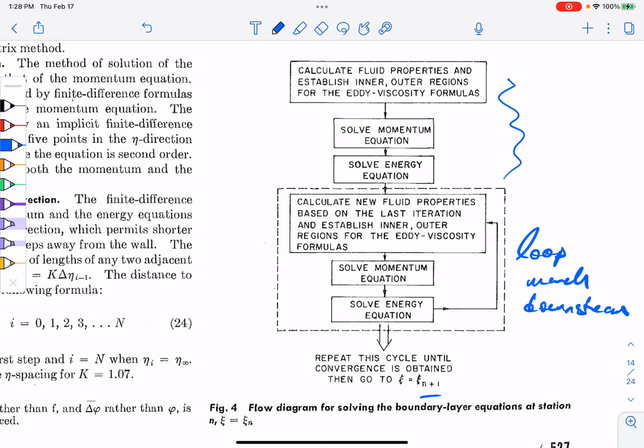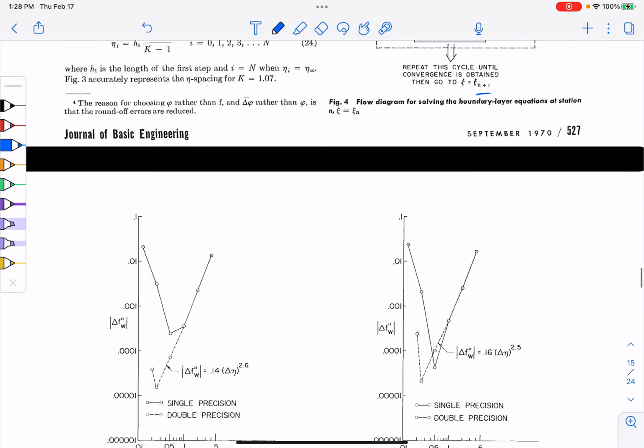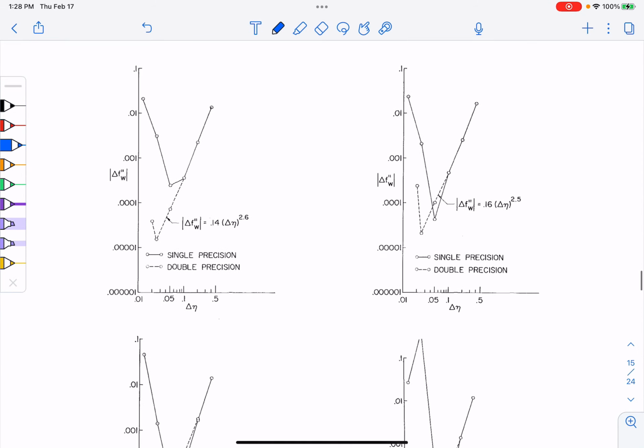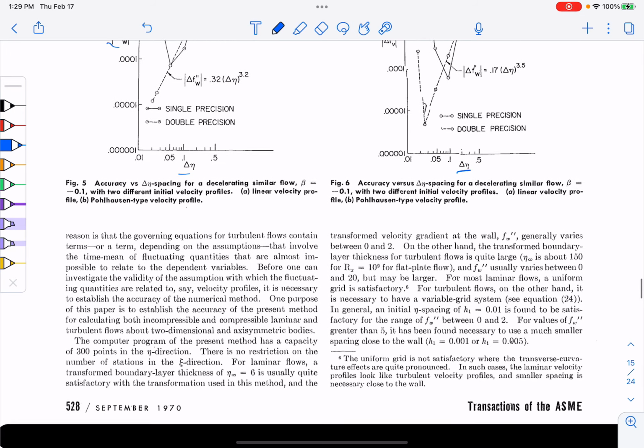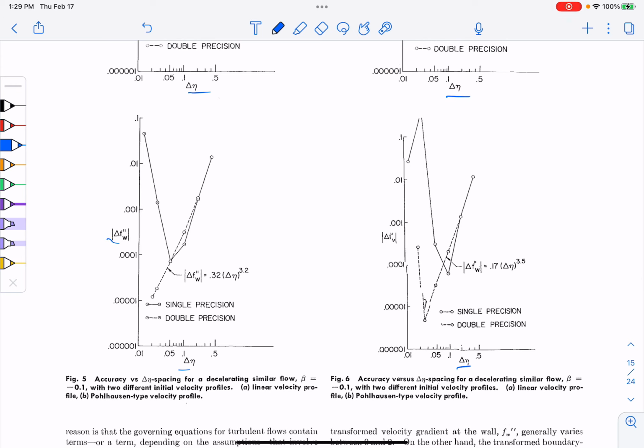A lot of the rest of this paper is benchmarking the numerics. And that's what a lot of these graphs are. He's actually plotting solutions with different grid point spacing. So you can see he's decreasing grid point spacing, and hopefully the solutions are converging. And back then, it was very expensive to run double precision solvers versus single precision, but they had control over that. They could do one or the other.